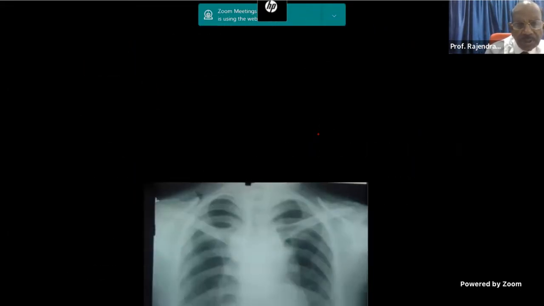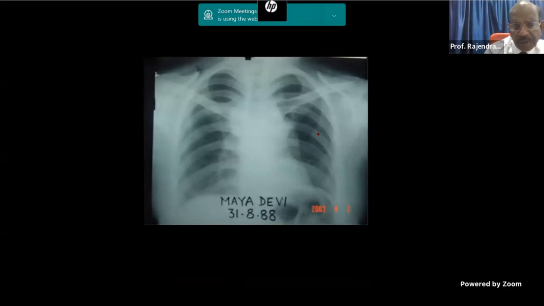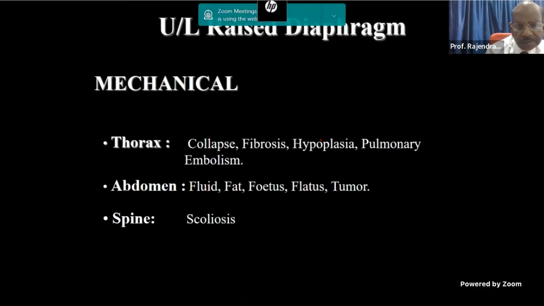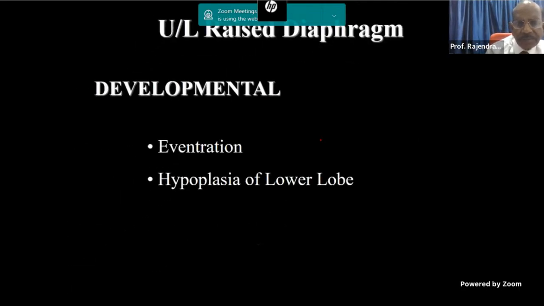Neuroparalysis, I'll not go into details, but if you read the X-ray carefully, you see this left dome of the diaphragm appears to be raised. This is possibly because of mediastinal shadows, which have caused phrenic nerve involvement, and that has caused the left diaphragm to be raised. Mechanical, I have already told you: fibrosis or collapse may cause the mechanical disturbance.